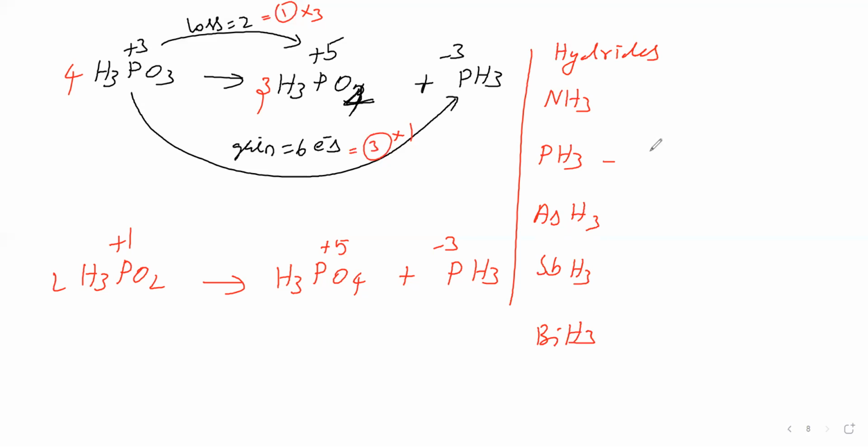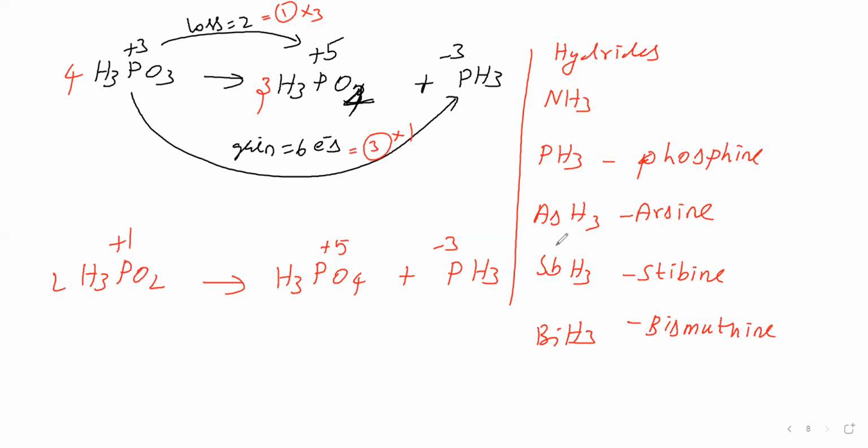NH3 you know is ammonia. PH3 is called phosphine. AsH3 we can say arsine. SbH3 we can say stibine, and BiH3 we can say bismuthine. Okay, so hydrides we said like this. Now we will see how the melting point and other characteristics vary for hydrides.